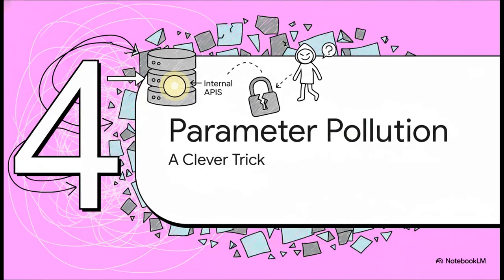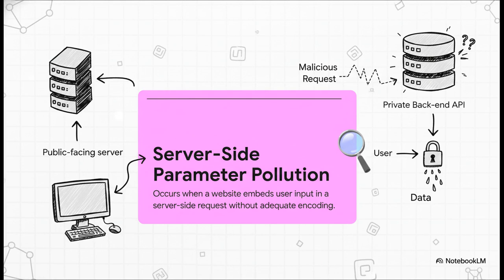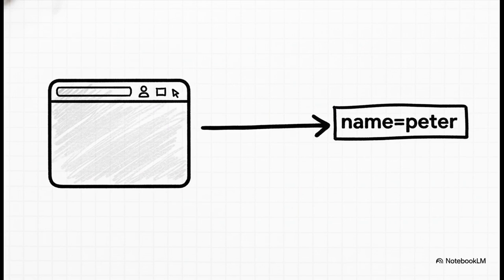And this is where we get to the really clever part. A trick that exploits how a server talks to its own internal private APIs, the ones that were never ever supposed to be seen by the outside world. This is where the real damage can happen. Yeah, server-side parameter pollution. That's a mouthful for sure, but the idea behind it is just brilliant in its simplicity. You're basically tricking the server that's facing the public into sending a confusing, malicious request to a private backend API, all on your behalf. Okay, let's walk through exactly how this works.